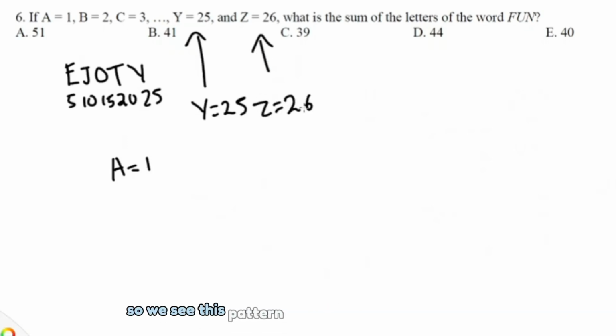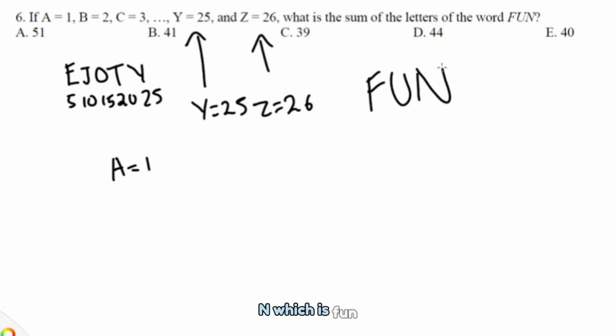Right? So we see this pattern. So this is the way we solve it. We use this EJOTY, or elephants jump over the yard. Alright, so now let's use this in this problem. We have F-U-N, which is fun. So we have to find the value of each of these letters.